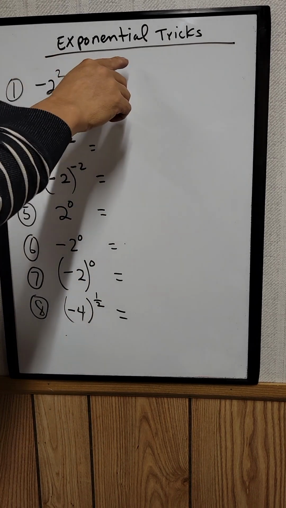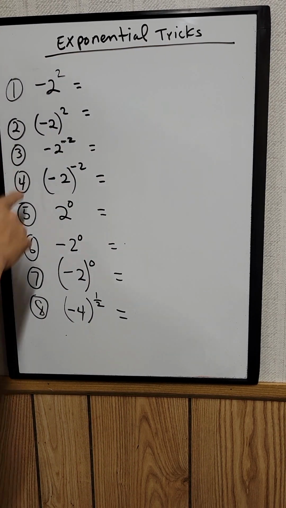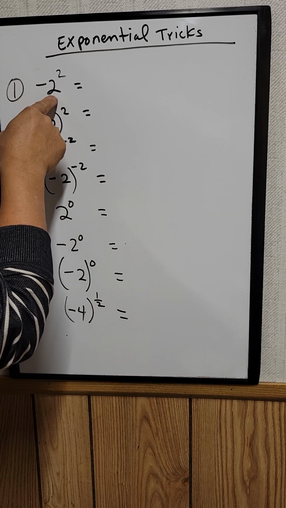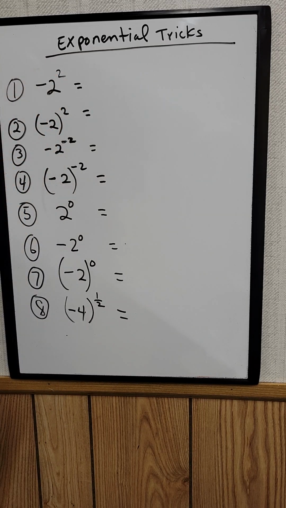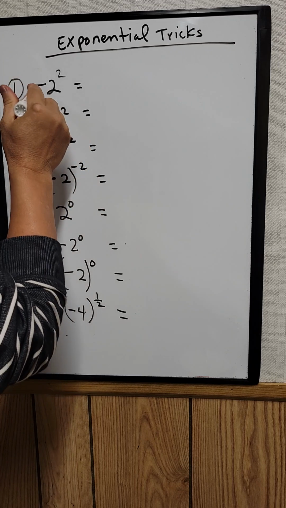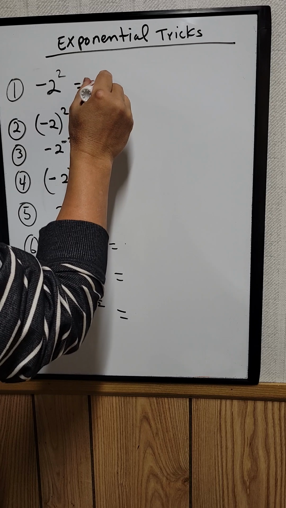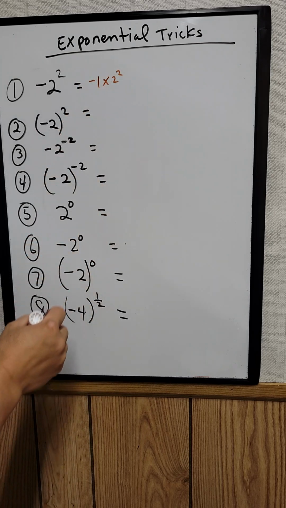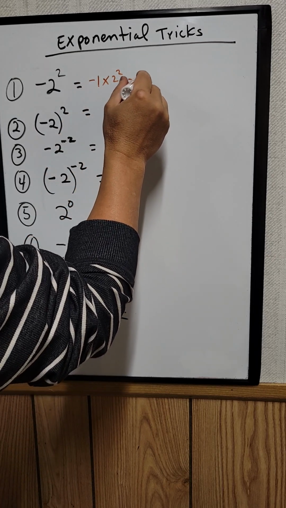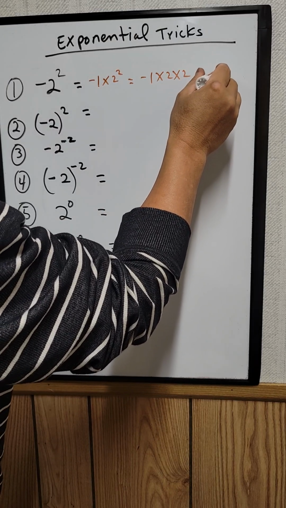These are a few of the exponential tricks that you should know. So example number one, negative 2 raised to the second power. What is that equal to? This one just means negative 1 times 2 raised to the second power, 2 squared. Or we can rewrite that as negative 1 times 2 times 2, which is equal to negative 4.